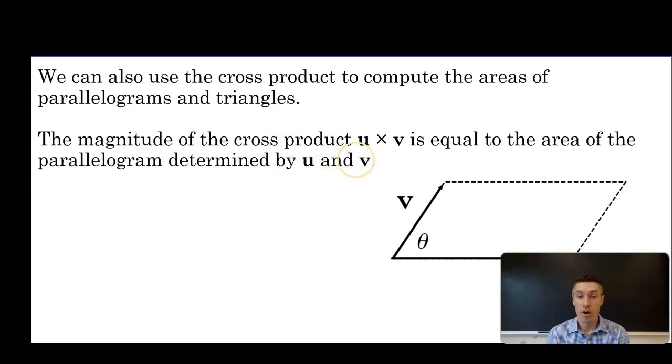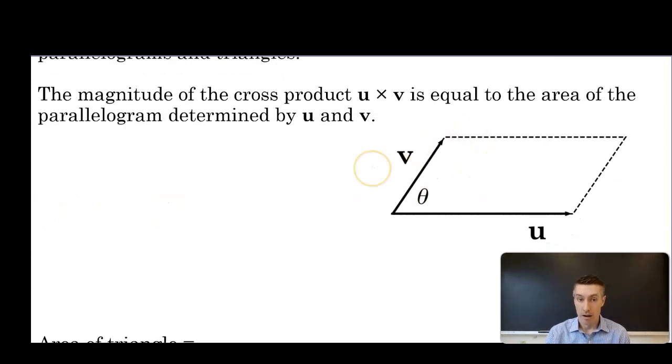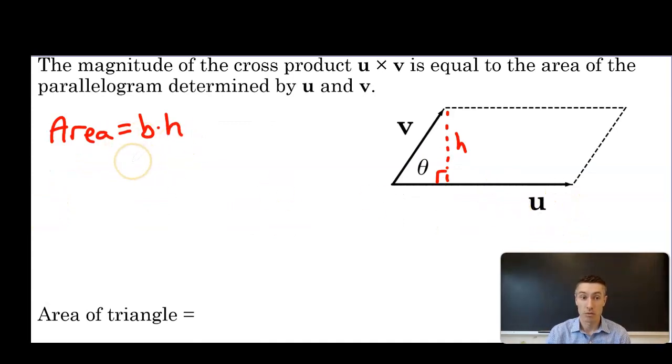So the magnitude of u cross v is equal to the area of the parallelogram determined by u and v. Okay, so what that's saying is the magnitude of u cross v is the area of this parallelogram. Now, the how behind it: area of a parallelogram is base times height. So let's drop a perpendicular down. That's the height. Now, the base in this example, the length of the base, would be the magnitude of u. So the base is the magnitude of u.